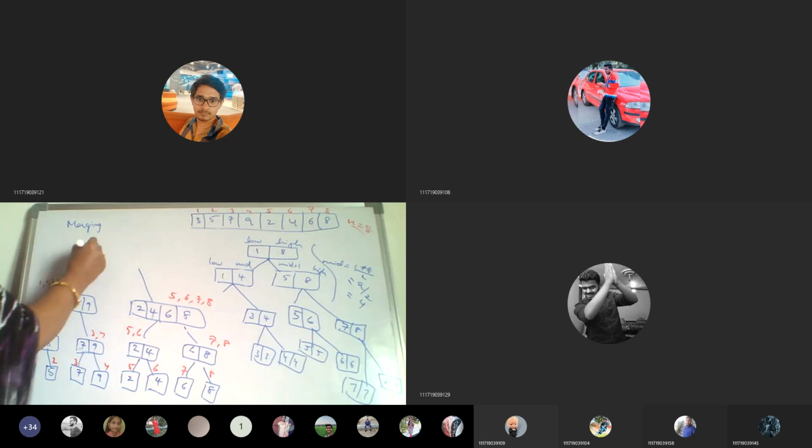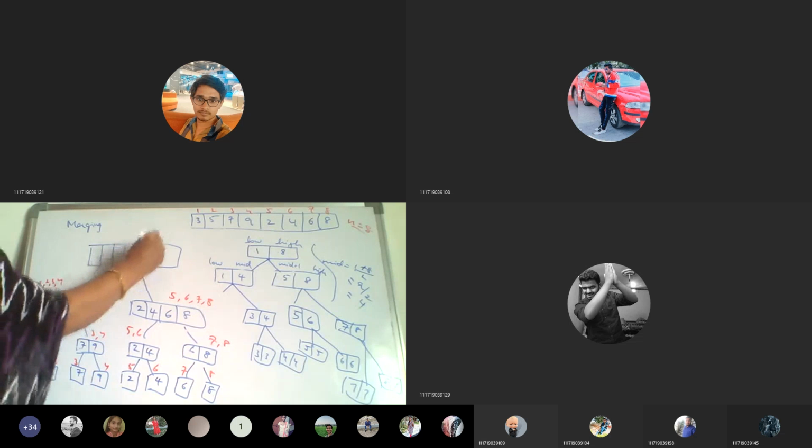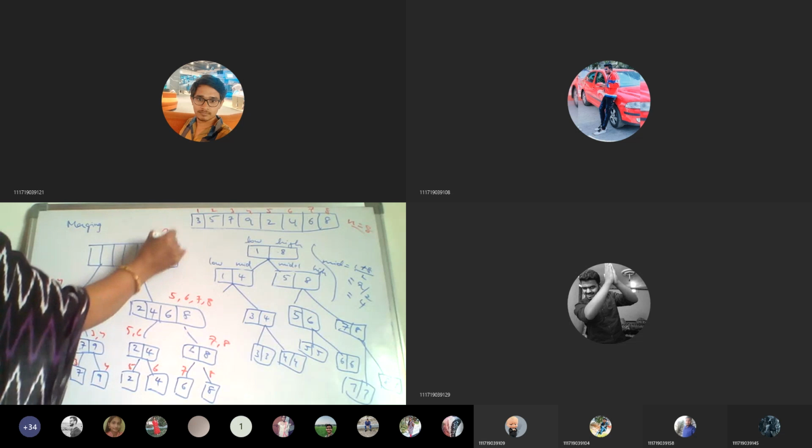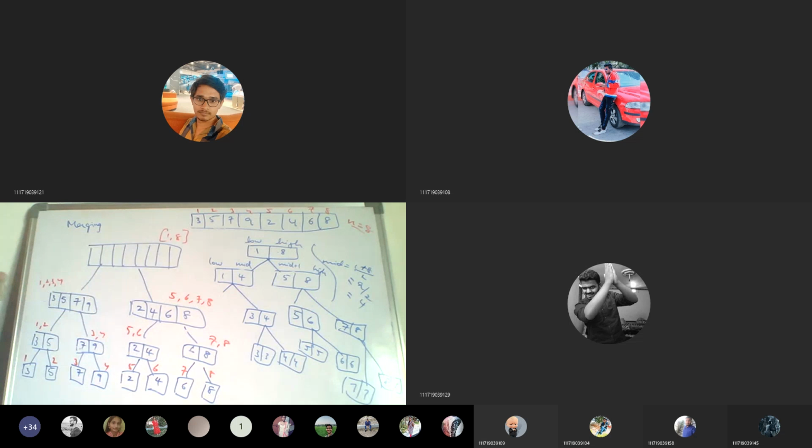These elements are again combined, 1, 2, 3, 4, 5, 6, 7 and 8, from 1 to 8 indices. When we have two sublists, these two are compared, and whichever is smaller we copy. The pointer is incremented, and here also. 3 and 4: 3 is smaller, this pointer is incremented. 4 and 5: 4 is smaller, this pointer is incremented. 5 and 6: 5 is copied, this pointer is incremented. So 6 and 7.